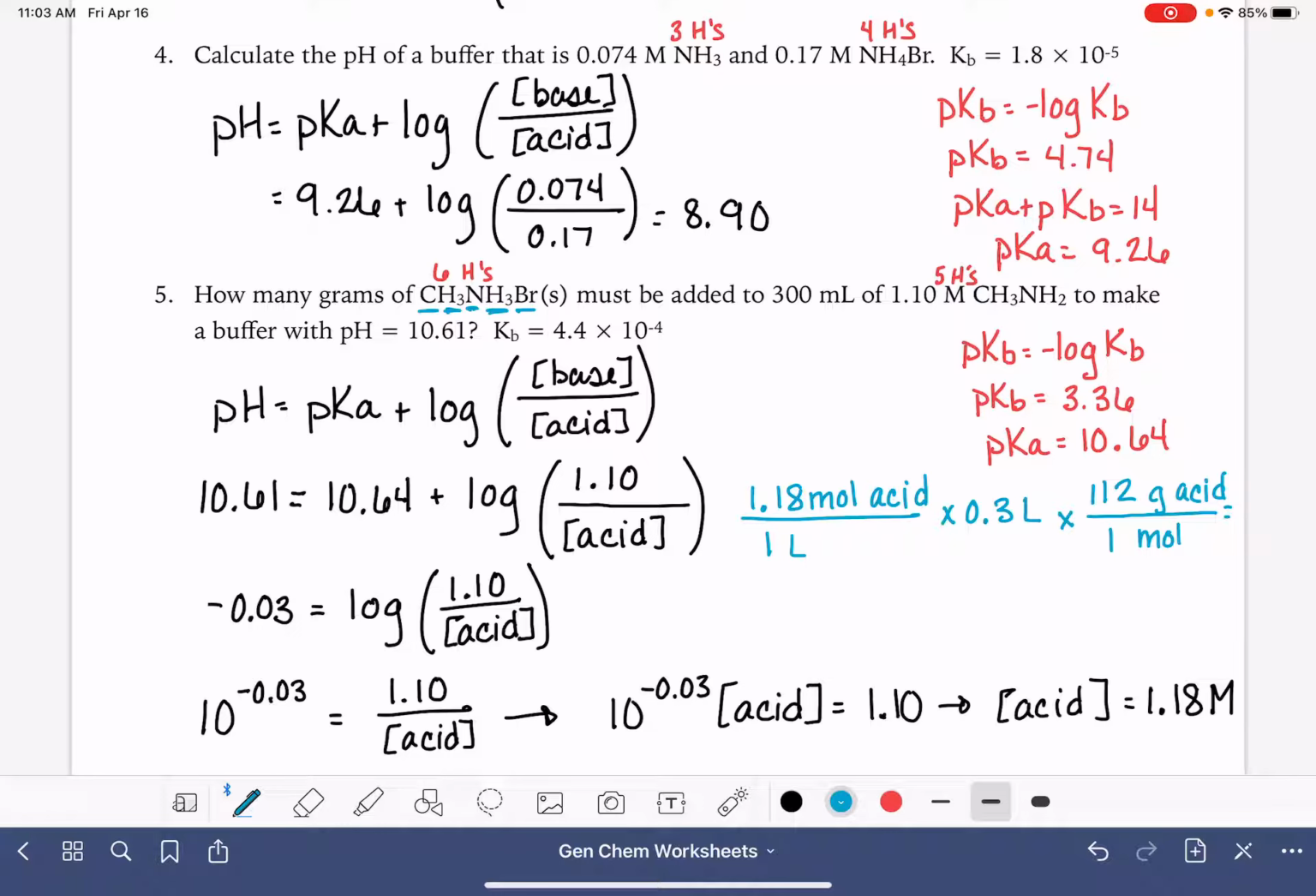And now we can do that math. 1.18 times 0.3 times 112, 39.65 grams of the acid CH3NH3Br.